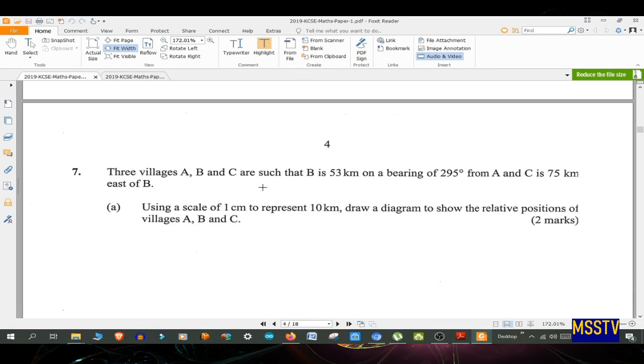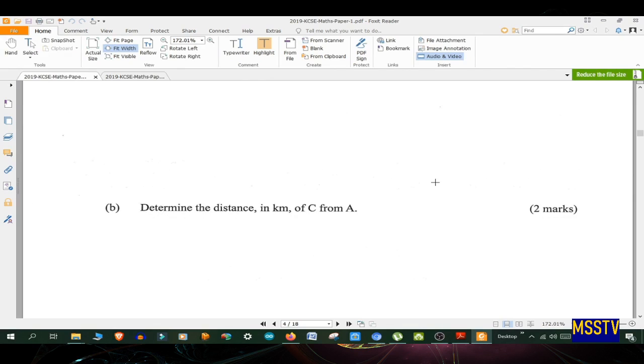Now, question 7. 3 villages A, B, and C are such that B is 53 kilometers on a bearing of 295 degrees from A, and C is 75 kilometers east of B. Using a scale of 1 centimeter to represent 10 kilometers, draw a diagram to show the relative positions of the villages A, B, and C. So this question is under the topic bearing and scale drawing and surveying, Form 1. You get the first 2 marks, then determine the distance, another 2 marks.